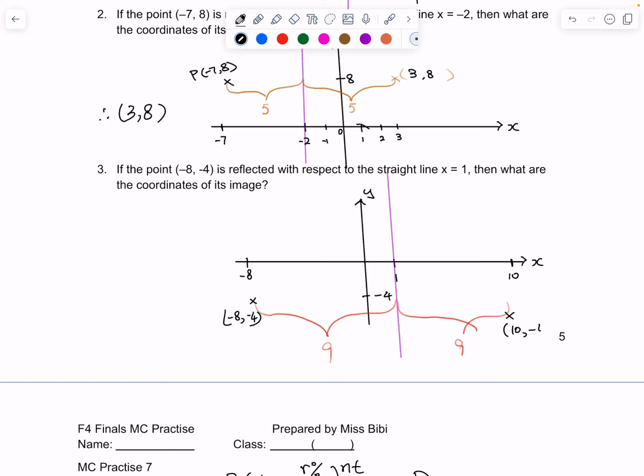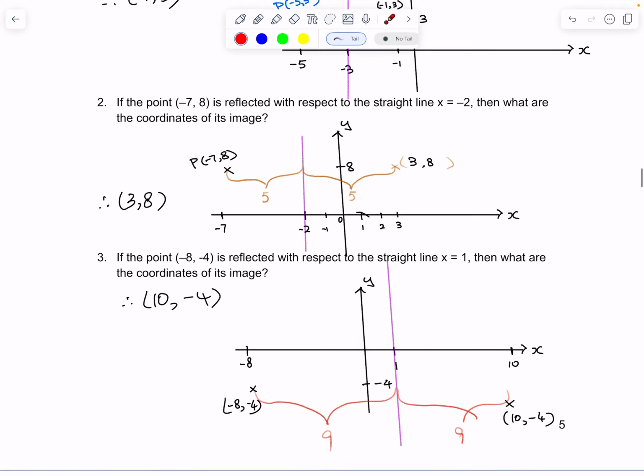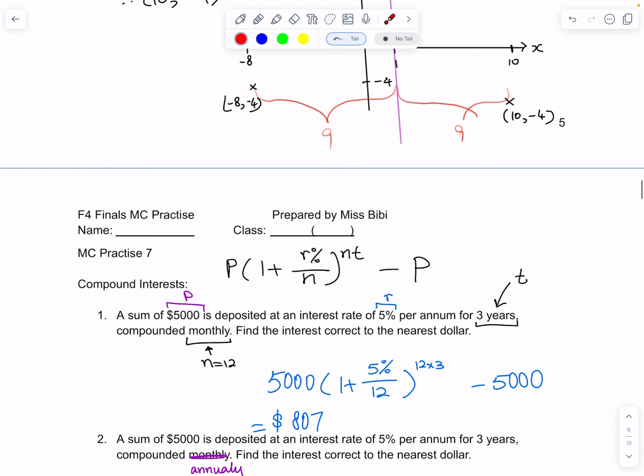(10, -4). Height is not changing. So no change to dy. Remember, no change to dy if your reflection is at dx only. Easy? Try to do the same question a few times and then you'll get it.